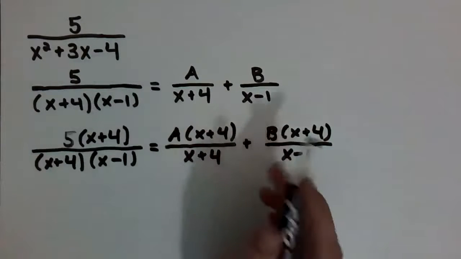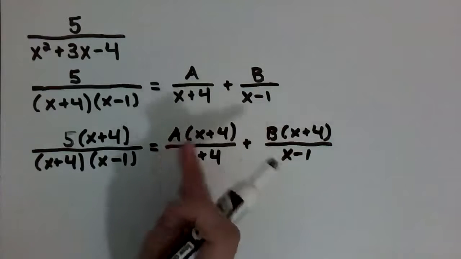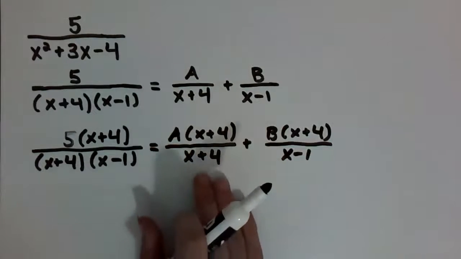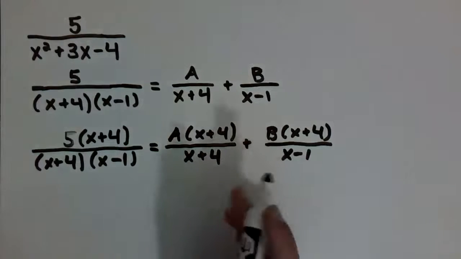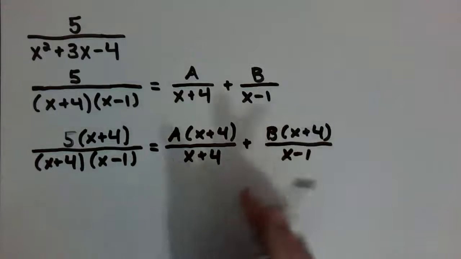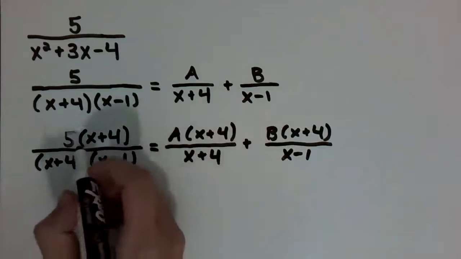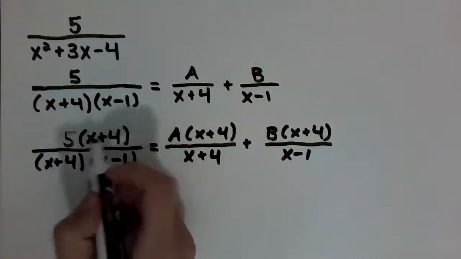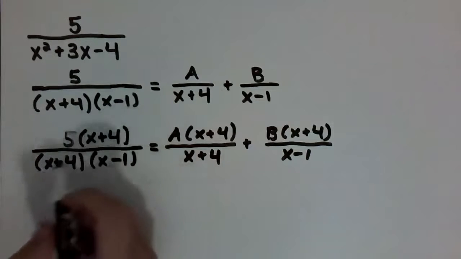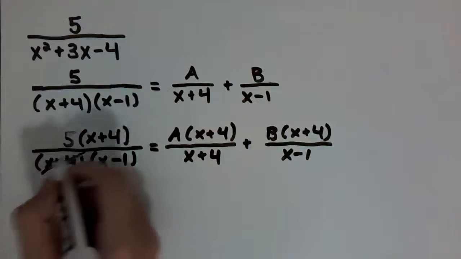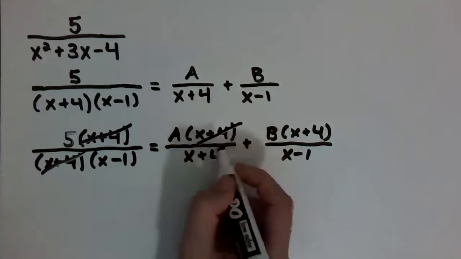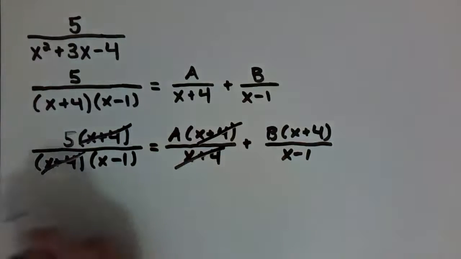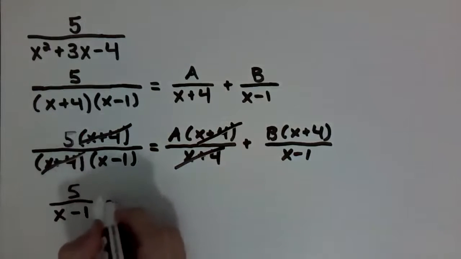So I'm not changing the value of this equation. If I multiply something on this side, to negate that change, I have to multiply the same thing on the other side. So again, not changing it, just changing the way it looks. So one thing we notice is on this side, we have an x plus 4 term in the numerator and an x plus 4 in the denominator. So those will cancel. Over here, we have the same x plus 4 in the numerator, x plus 4 in the denominator. Those will cancel. So now the equation will look like this.